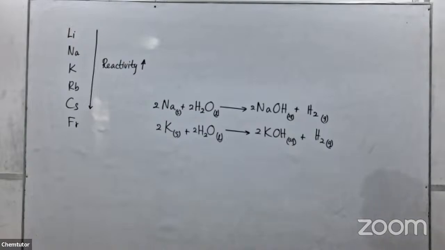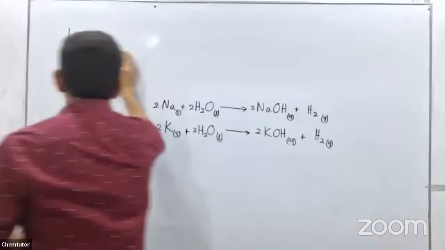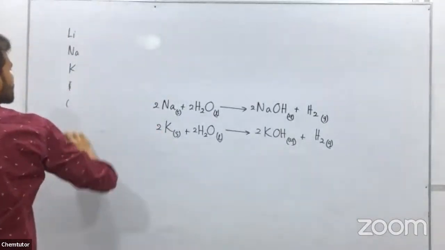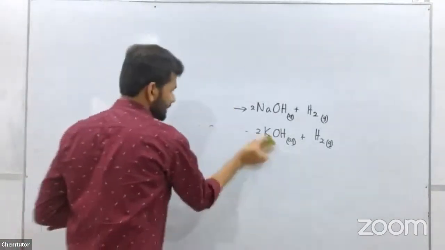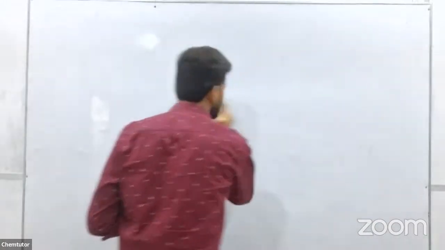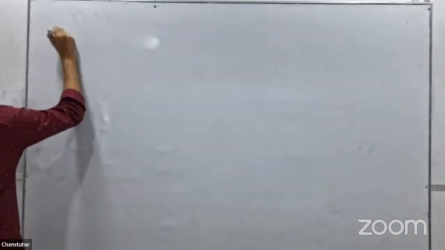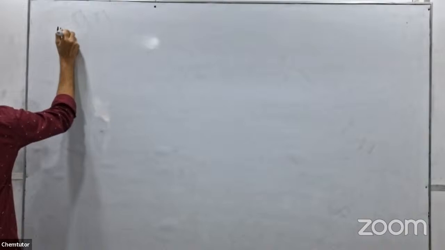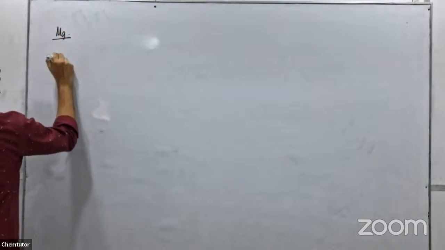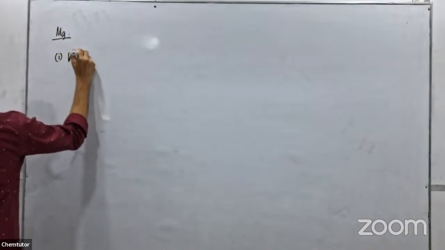Okay, so that's how the group 1 metals react with water. Then let's move on to the group 2 metals. There's a slight change. Now the question is, give the reactions of magnesium with cold water and hot water. Magnesium with cold water.